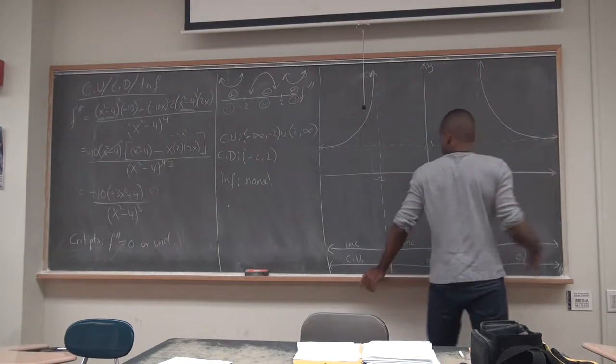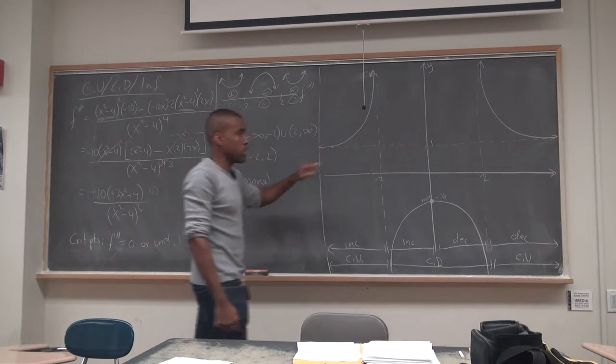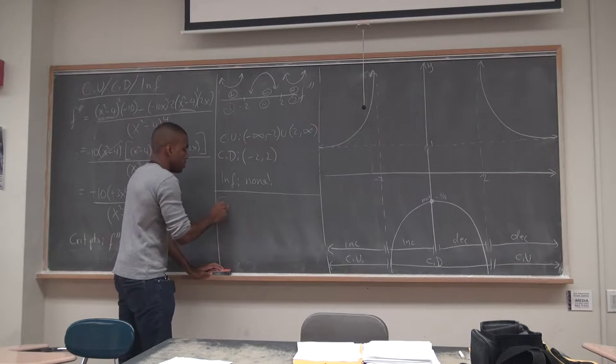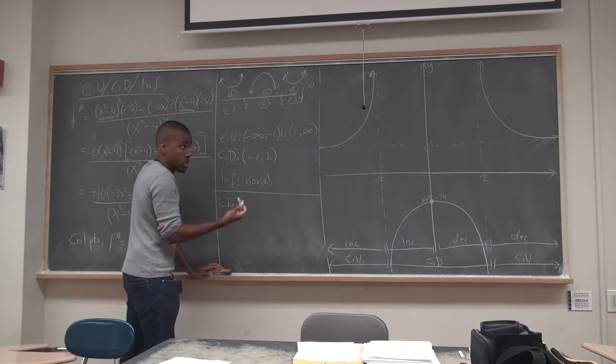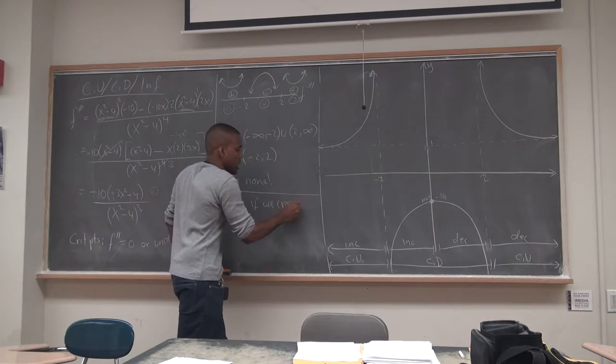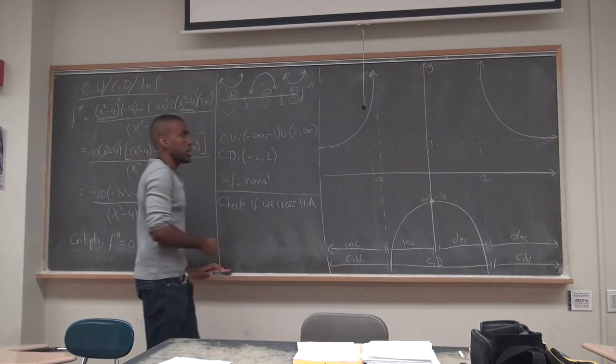In general, it is possible to cross a horizontal asymptote. If you ever want to check, you could do an extra check. To make sure, if you're not sure, you can check if we cross the HA. How would you check that?